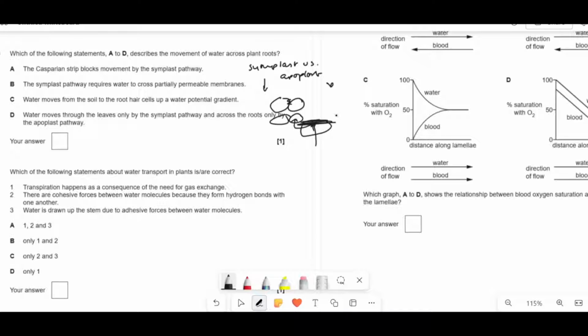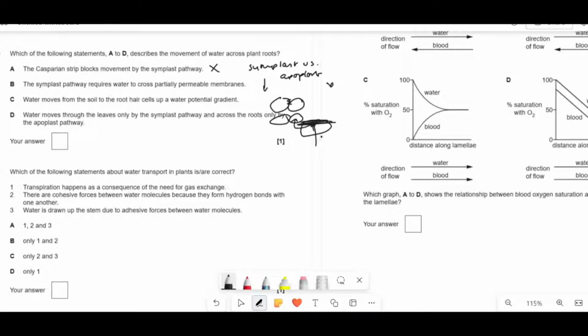The reason that's quite important is because it means that water has to go through the cell membrane, which is partially permeable, and that means you can actually start to control whether or not substances go through. Because if we just let water infinitely move through via standard osmosis through your apoplast pathway, there's nothing that can really control what's moving in and out of the cell. So the question asks which one correctly describes the movement of water. The Casparian strip blocks the movement via the symplast pathway.